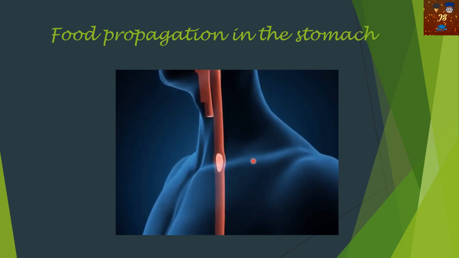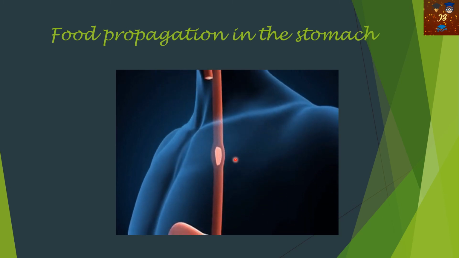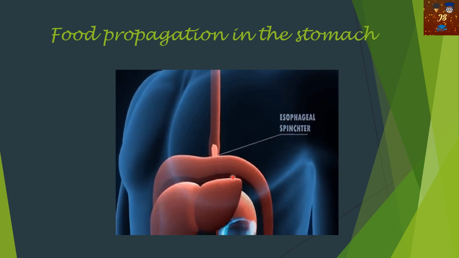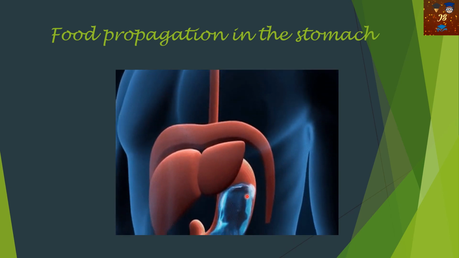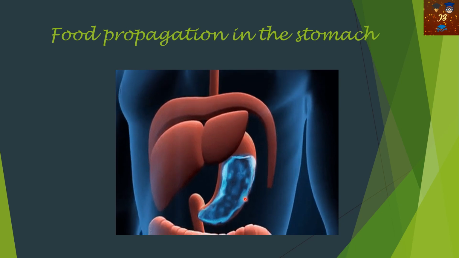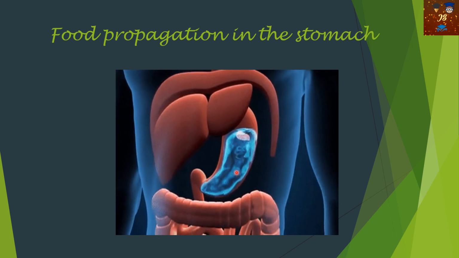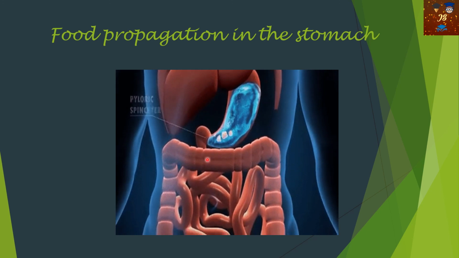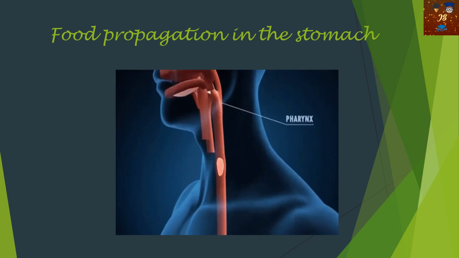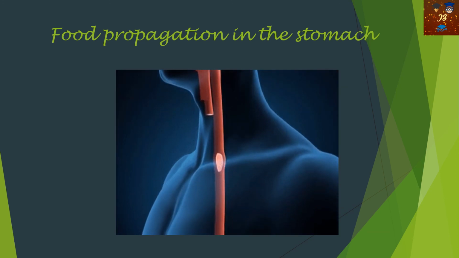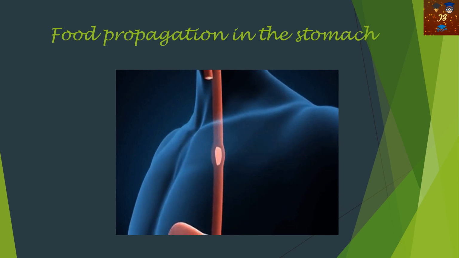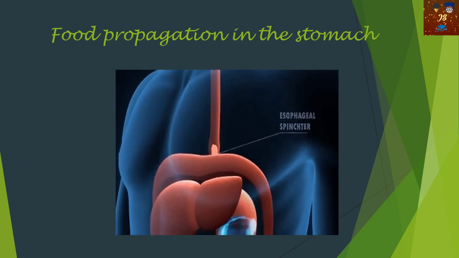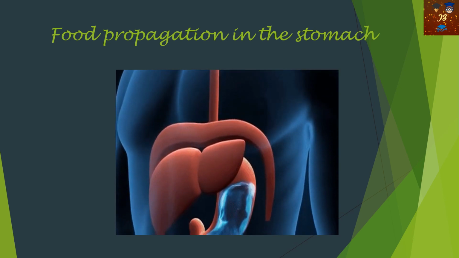Let's see it again. Food is coming down by the esophagus, esophageal sphincter. It crosses that, it enters into the stomach, enters into the liquid, digestible liquid. It is broken down, crosses the pyloric sphincter, and enters into the duodenum. So this is the propagation of food from mouth through esophagus into the stomach, and how it is broken down.